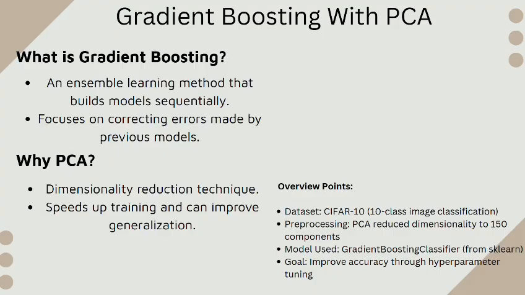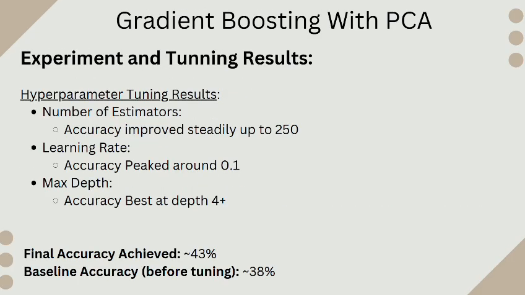We used gradient boosting on CIFAR with PCA reducing dimensions to 150 for faster training. Gradient boosting builds models sequentially, each correcting the last. There are 3 hyperparameters in gradient boosting. Through hyperparameter tuning, we found the best accuracy at 250 estimators, learning rate 0.1, and max depth around 4. Our accuracy improved from 38 to 43%.